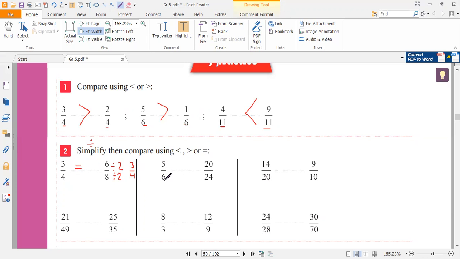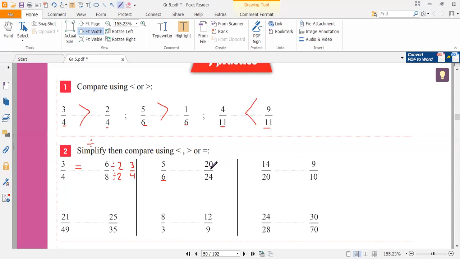Now here 5 sixths and 20 over 24. Okay, now I look at the largest fraction. Here I have 6 in the denominator. Now 20 and 24. Are they divisible by 2? Yes, because they are even numbers. Do I get 6 in the denominator if I divide by 2? No. So I'm gonna try 3. Are they divisible by 3? No, because 2 plus 0 is 2. It's not a multiple of 3.